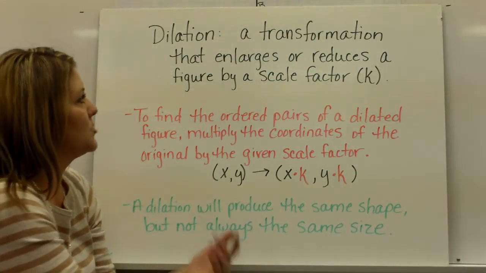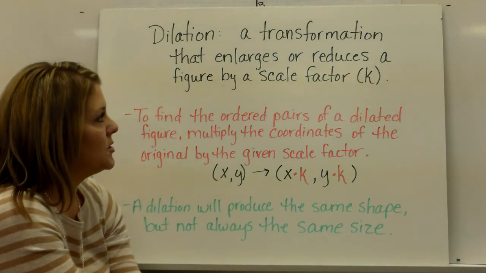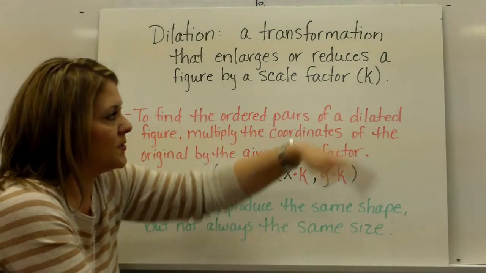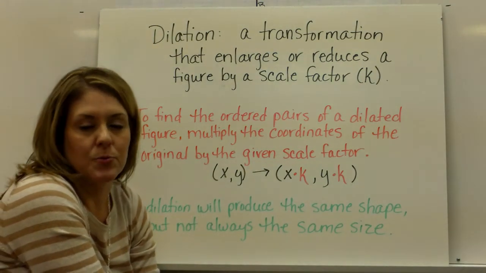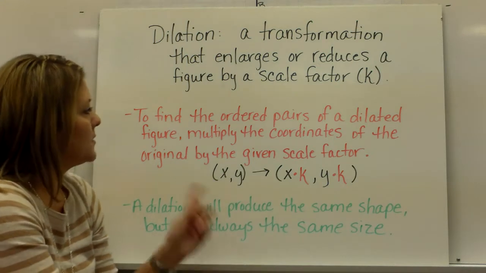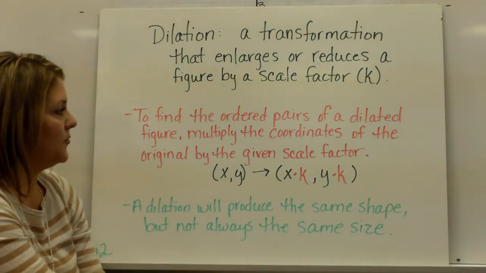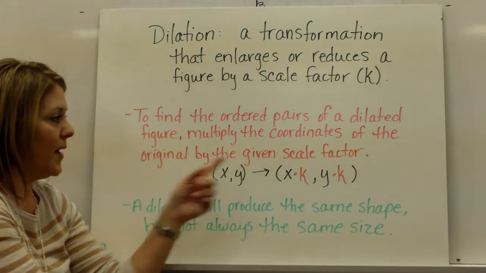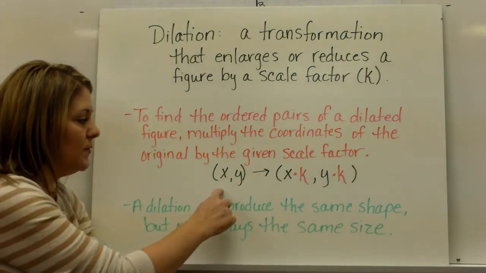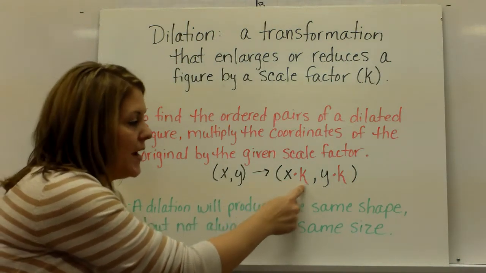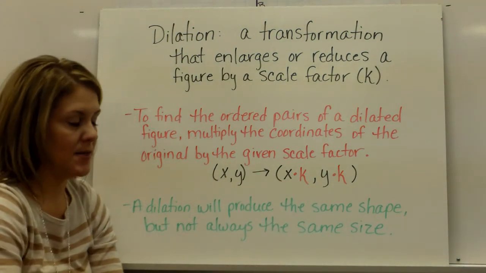A dilation is a transformation that enlarges or reduces a figure by a scale factor. The scale factor, when I talk about it today, will be described with a lowercase k. To find the ordered pairs of a dilated figure, you're going to multiply the coordinates of the original by the given scale factor. So if you're given the point (x, y), you're going to multiply the x by that scale factor, and you're going to multiply the y by that scale factor.